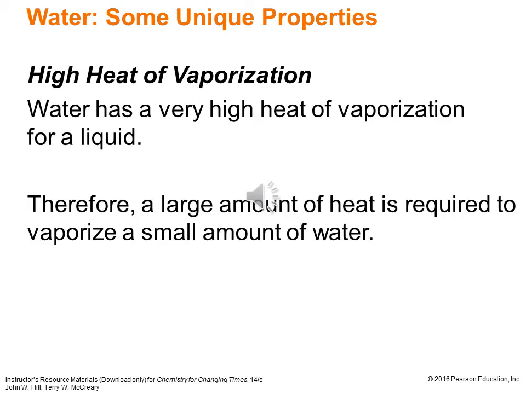Some other unique properties of water. In addition to that less dense solid than liquid that we mentioned, water has an incredibly high heat of vaporization for such a small molecule, for really any liquid for that matter. Since a large amount of heat is required to vaporize a small amount of water, it's commonly used as a heat sink. You can store a lot of heat energy in that water before it vaporizes. So oftentimes you'll see water used as what's referred to as a heat sink to absorb or retain large amounts of heat, depending on the application.